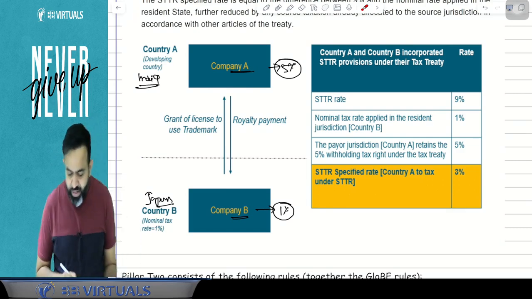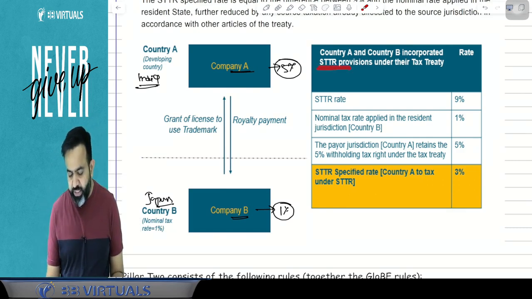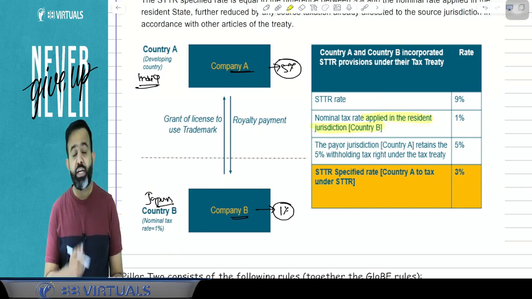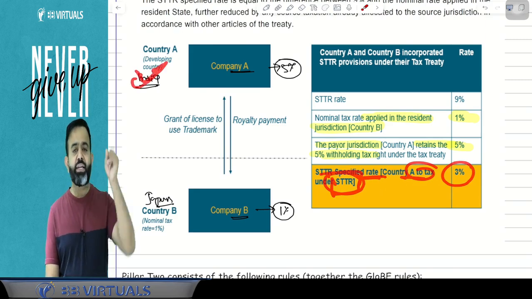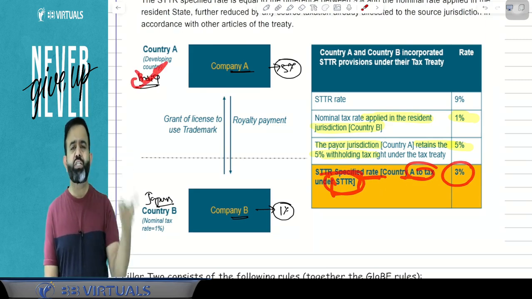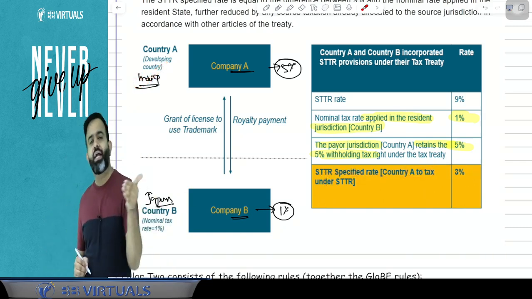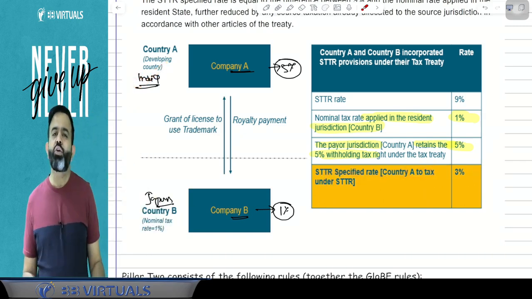So here pay attention. Country A and country B have incorporated the STTR provision in their tax treaty. The STTR rate is 9%. Now, guys, the nominal tax rate applied in the resident jurisdiction, country B, is only 1%. Now the taxpayer jurisdiction, that is country A, retains the 5% withholding tax, that is the TDS. So here the total is 6%. Now the STTR specified rate is 9%, so country A can tax under STTR at the rate of 3%. So India gets the right to charge 3% tax, meaning additionally they will deduct 3% more TDS on that payment. You got my point or not? Yes. So that is called your STTR rule.